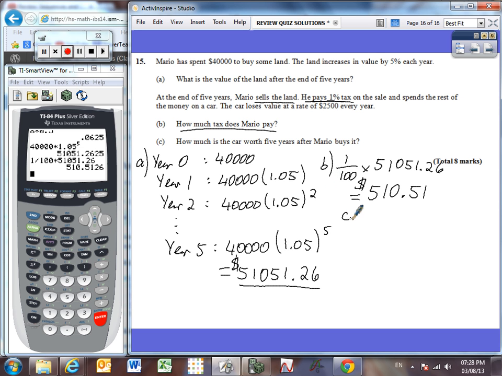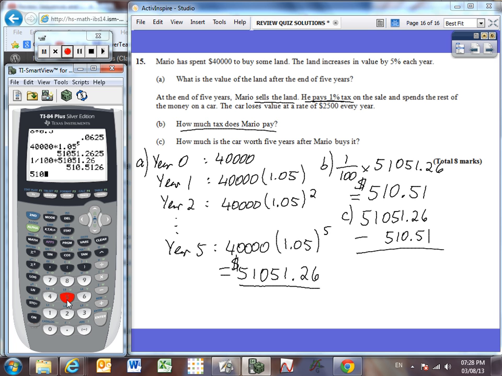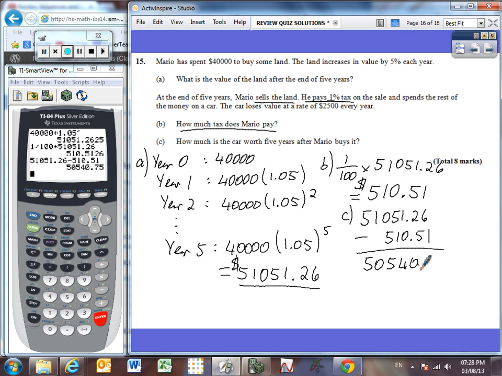And now part C. So he spent the rest of the money on a car. What was the rest of the money? So there was 51,051.26. And then this was what he lost on tax. So let's work this out. 51,051.26 subtract 510.51. 50,540.75. So that was the cost of the car.